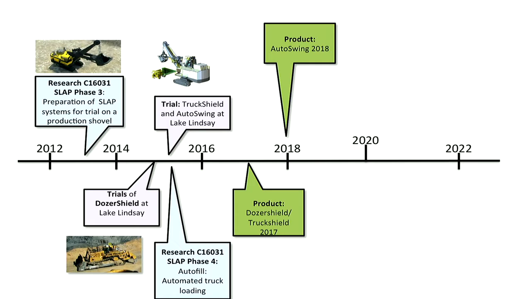The idea there, if you recall, is that the operator presses a button after doing the dig manually, and the system locates the truck, places the load and swings back into position, and then a 2021 release for their auto fill product. And so this is indicative of the sort of timelines involved, but the complexity of these systems is quite considerable. So that gives a little bit of a feel for the problem and how we solved it.